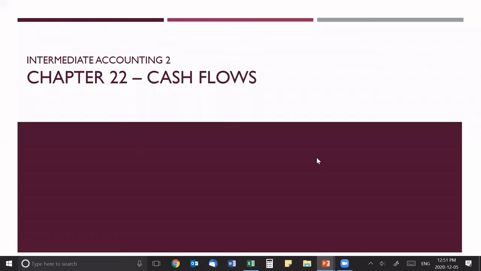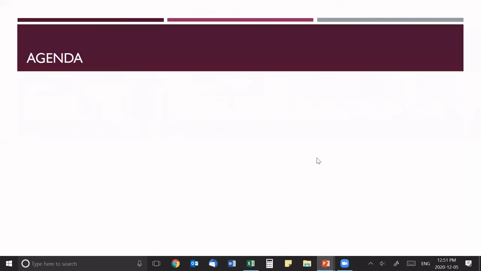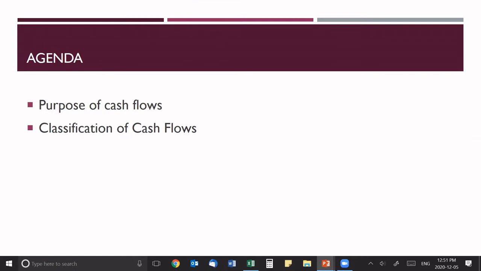Hello and welcome to Intermediate Accounting 2, Chapter 22, Cash Flows. For this chapter, we're going to look at the purpose of cash flows and the classification of cash flows. So where does each number go and which type of classification? There are three of them.